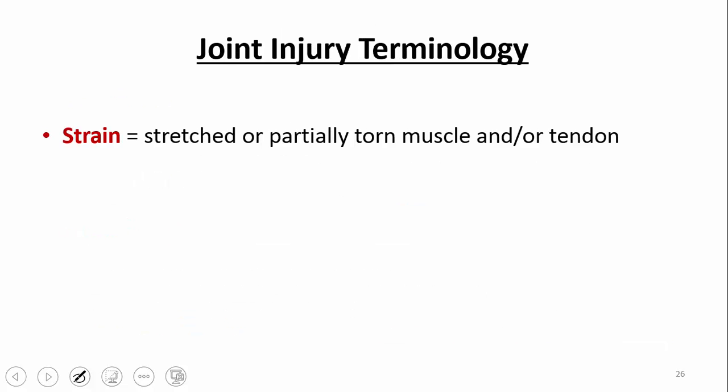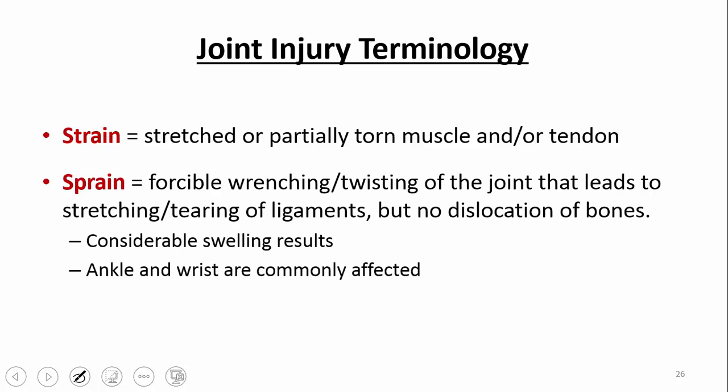There's some joint injury terminology we want to make sure that we know too. So something called a strain, and this is where you stretch or tear a muscle or a tendon. There's a sprain, and a sprain is where you're twisting or stretching a ligament, but there's no dislocation of bone. Sprains are very painful, or they can be at least.